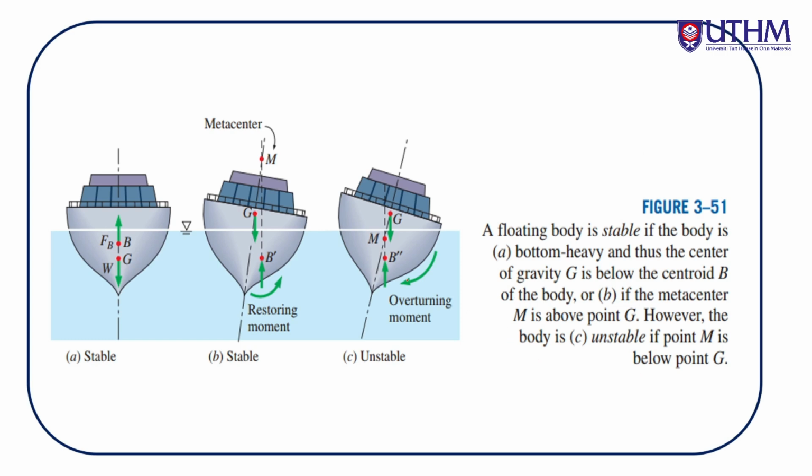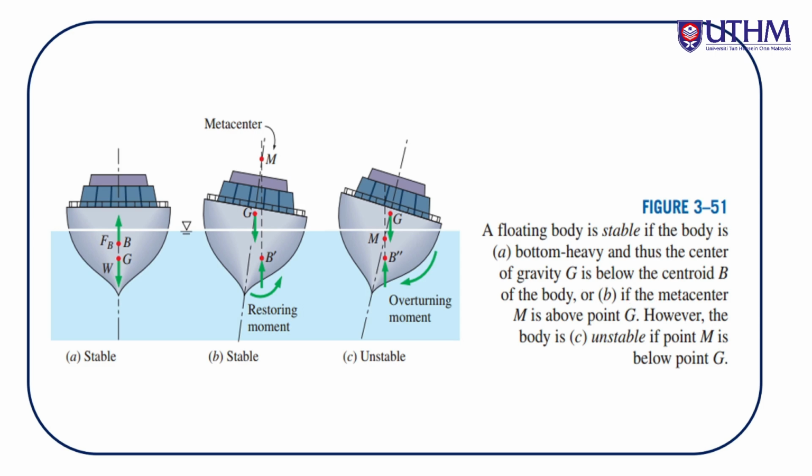Okey, rajah ini sama juga macam tadi, cuma kapal je lain. A floating body is stable if the body A is bottom heavy and thus the center of gravity G is below the centroid B of the body. Nampak? Dia punya center of gravity berada di bawah center of buoyancy. So, kapal ini berada dalam keadaan stabil.